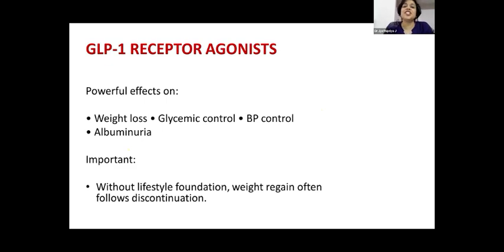Now, the next one is the GLP-1 receptor agonist, much discussed in the current days. It has powerful effects on weight loss, glycemic control, BP control, and albuminuria. But the important point to keep in mind is that without a lifestyle foundation, weight gain can often happen following discontinuation.